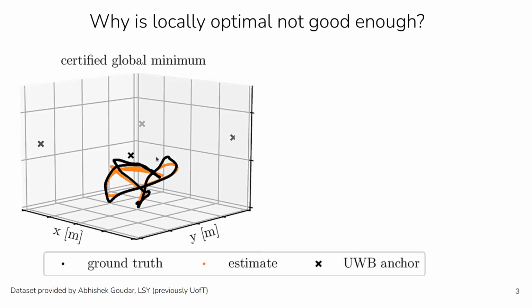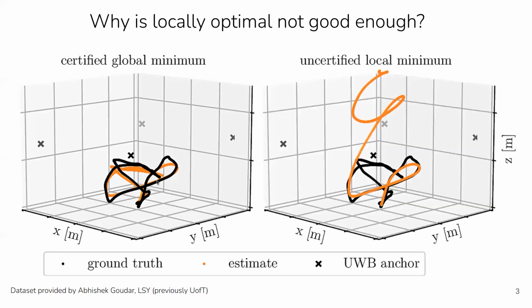And in black, you have the ground truth. In orange, you have what we're estimating. And this, what I'm showing here, is actually the best solution, the global minimum. But it turns out if you use an unlucky initialization, then you might converge to something like shown here. So this is obviously very far from the certified global minimum. And this could lead to very unstable behavior if you're using this in a closed loop system, for instance.